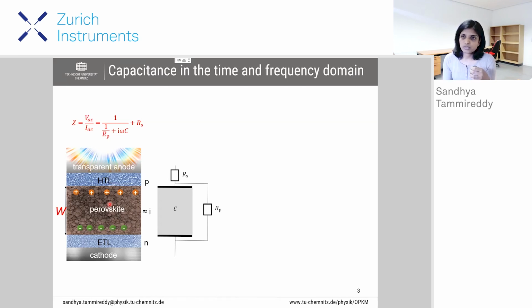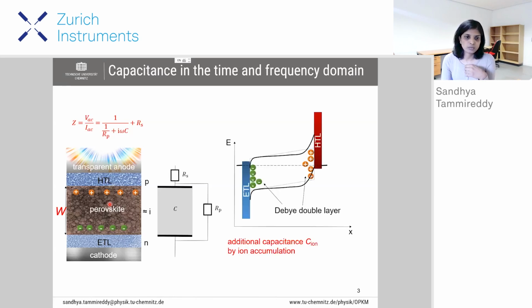But once you deposit these transport layers on top, you will have a built-in potential induced in your device, which will push these mobile ion charges to the interfaces with respect to their charges. One charge will accumulate at one interface, another charge will accumulate at the other interface. Such charge accumulation would lead to Debye layers, which is nothing but a charge of certain density occupying a certain length.